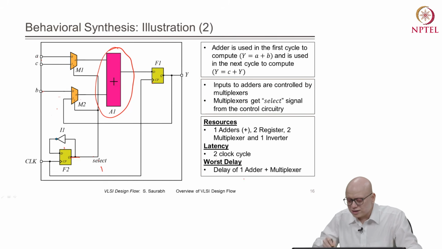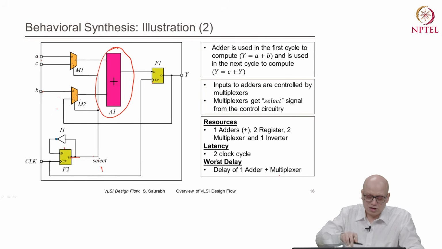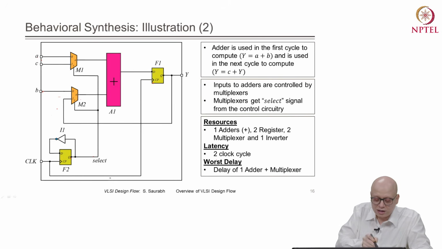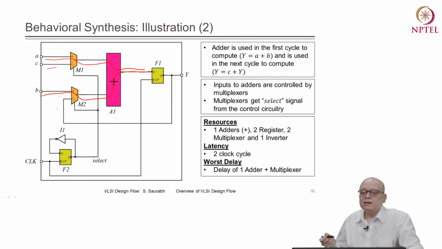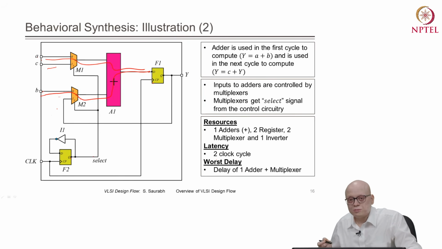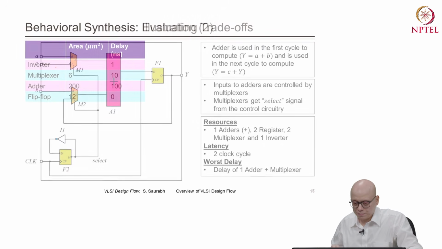And what is the worst case delay in this case? It is adder plus multiplexer, right? So whichever is the longest path, possibly this will be the longest path, right? Or maybe this one, or similar kinds of other paths. So one of these paths will be the critical path, or the one which will decide the clock frequency.